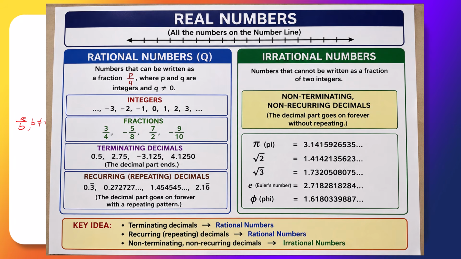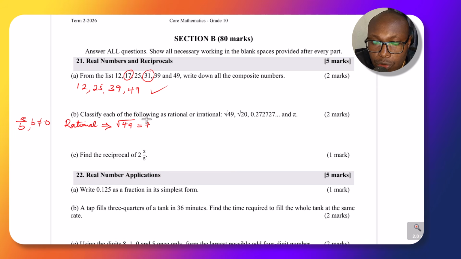The rational numbers, the first one is root of 49. How do you consider this? Because root of 49 is 7, and 7 can be written in the form a over b as 7 over 1. And then root of 20 is not rational. And then 0.27, that one is also rational. This is 0.2727, so this is 27 recurring.